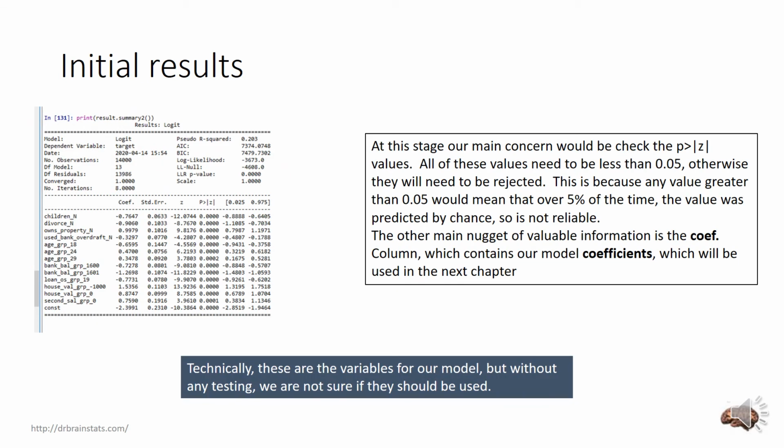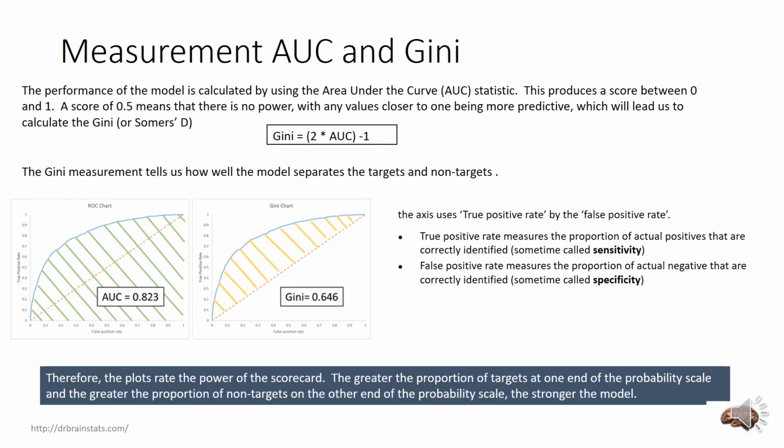And these are our initial results. At this stage, our main concern would be to check the P values. All of these values need to be less than 0.05, otherwise they will need to be rejected. This is because any value greater than 0.05 would mean that over 5% of the time, the value was predicted by chance, so it's not reliable. The other main valuable information are the coefficients. Technically, these are variables for our model, but without any testing, we are not sure if they should be used. As shown, creating a model is very simple and straightforward, but now we need to know if it's any good.